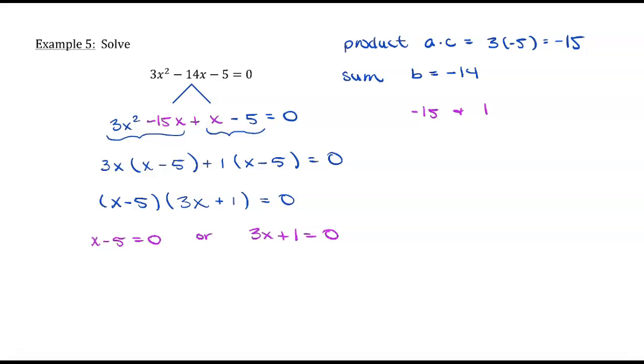If x minus 5 equals 0, that means that x must equal positive 5. And if 3x plus 1 is equal to 0, that means that 3x must equal negative 1, or that x must equal negative 1/3. This gives us a solution set containing the two values negative 1/3 and positive 5. Let's go on to example 6.